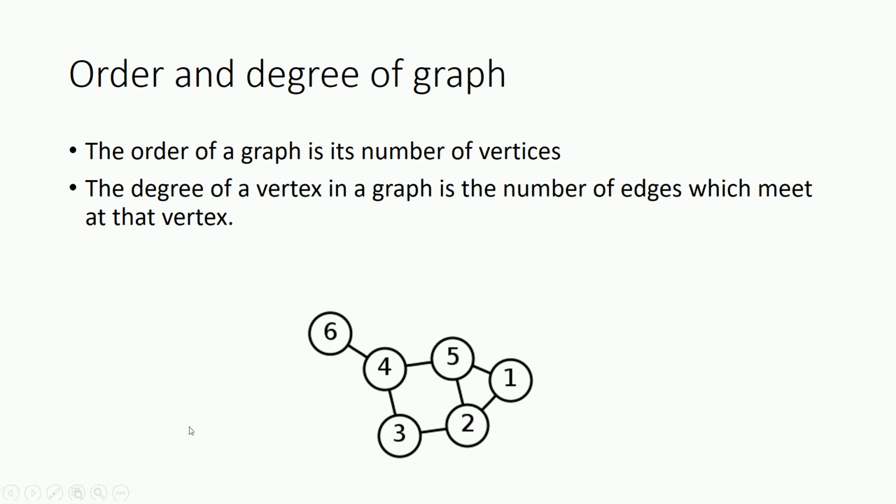For the following graph, the order is 6 because we have 6 vertices here. The degree of the vertex with value 6 is 1 because there's only one edge connected to the vertex with number 6. For the vertex numbered 4, the degree is 3 because 3 edges meet at this vertex.